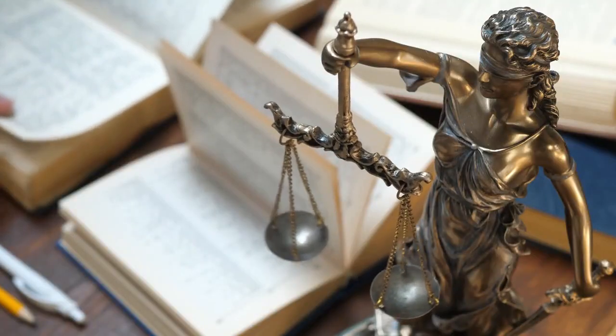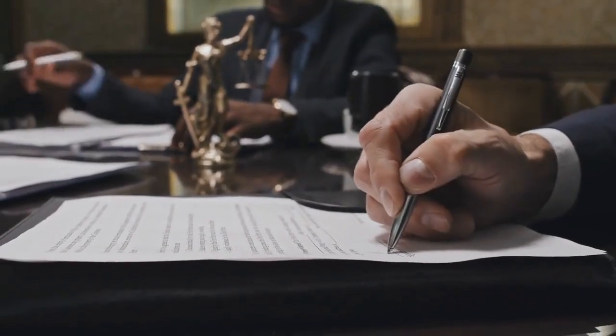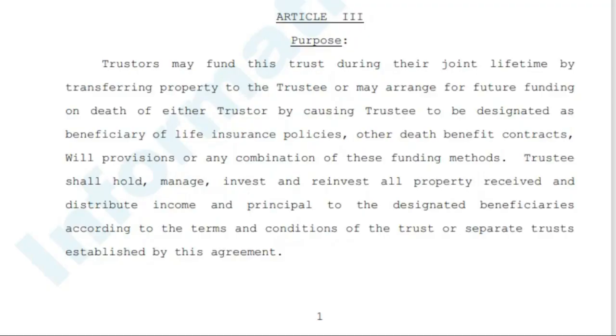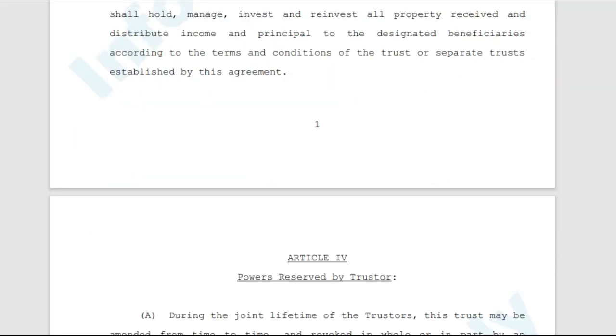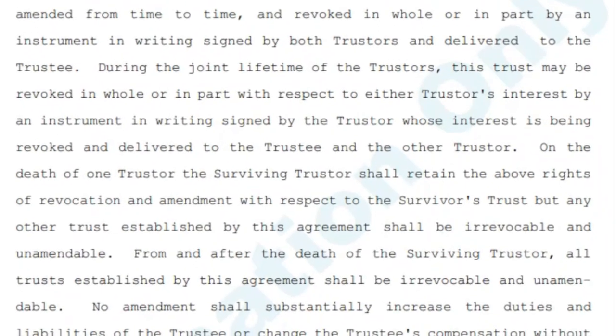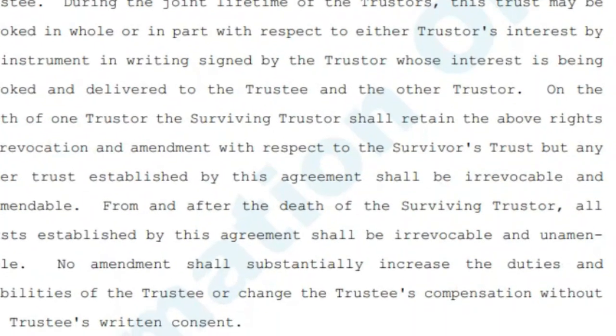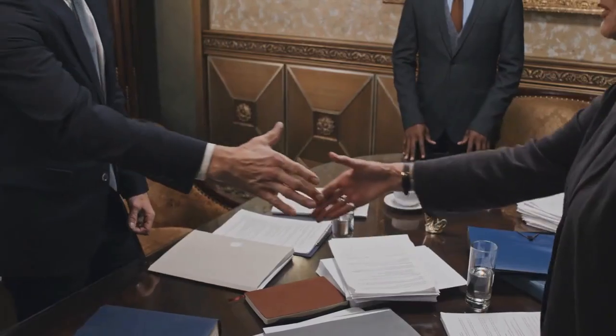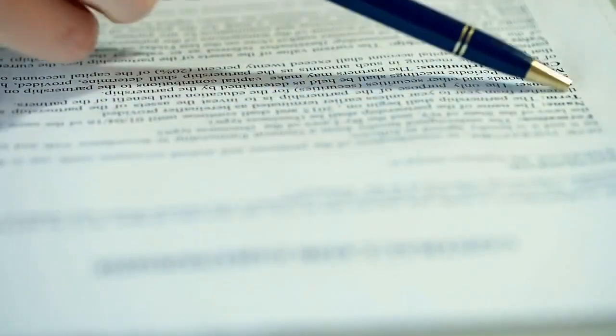Trustor. This is the person who creates the trust and transfers their assets into it. They establish the terms and conditions of the trust, including how assets are to be managed and distributed. Trustee. The trustee is responsible for managing the trust assets according to the terms of the trust agreement. This includes making investment decisions, distributing income or assets to beneficiaries, and handling administrative tasks related to the trust.